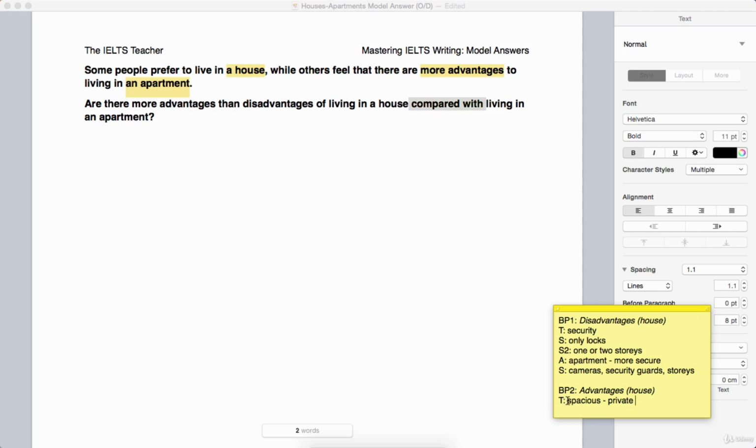Now, there's a reason that I'm looking at 2 together here, and that is because the question is really asking us, are there more advantages than disadvantages? And so by including 2 advantages, we can quite clearly say with evidence that there are more. It's 2 to 1, 2 advantages and 1 disadvantage. So that can be quite helpful there.